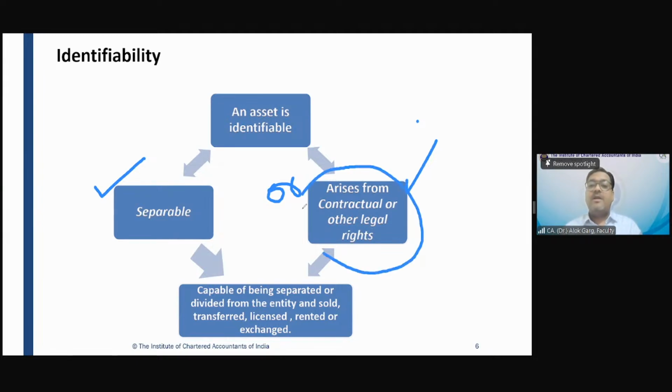For example, the government of India has given a license. The government of India has given a broadcasting license of a program to a company. Okay. And this is non-transferable. And the government has given the license to run this program for 5 years.